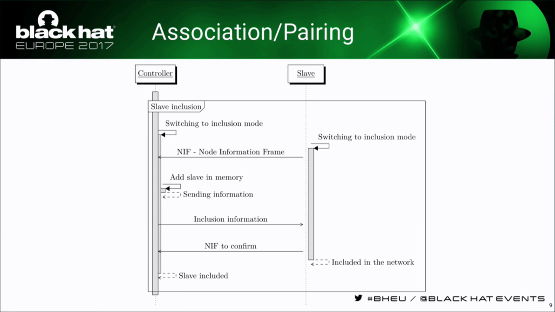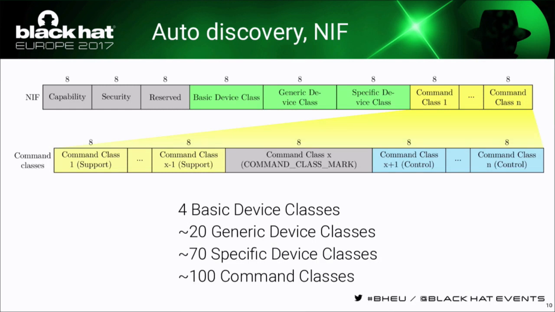Once it's in inclusion mode, and the controller is too, the slave device will send what's called a node information frame, which contains a lot of things. The basic device class will tell if it's a controller or a slave, and if it's battery powered or not. The generic device class will be mostly a broad indication of what the device is. For example, is it an alarm sensor, a binary switch, or an entry control? Next, you have the specific device class, which will be, as it says, more specific. So if you have an entry control, it will say if it's either a door lock or an entry keypad door lock. So you have a little bit more distinction.